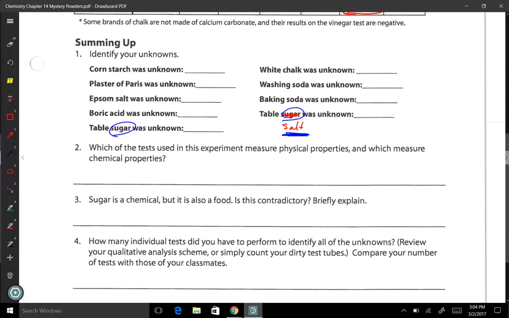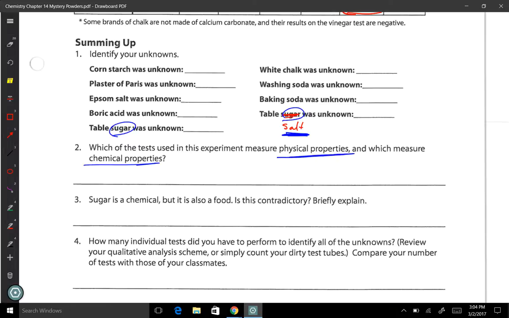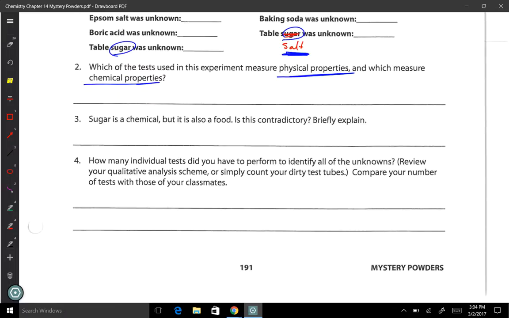Which of the tests in the experiments measured physical properties and which measured chemical properties? Chemical properties are things that have to do with the molecules, their chemical structure. Physical properties are solid, liquid type things. Then sugar's a chemical, but it's also food. Is that contradictory? And explain. I talked about this in class yesterday, but make sure you have a good explanation about sugar being a chemical and a food. And then how many individual tests did you have to do?